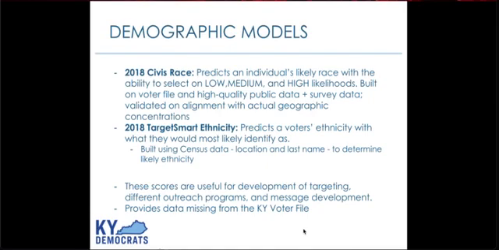Ethnicity data does a very similar thing. It predicts a voter's ethnicity, what they would likely most identify as. It's built on census data, so the person's location and their last name, to determine likely ethnicity. So would we expect there to be large concentrations of that ethnicity in that specific location? Since this isn't necessarily on our file, this is a good way to hone in your targeting, create some different outreach programs, and help with message development.